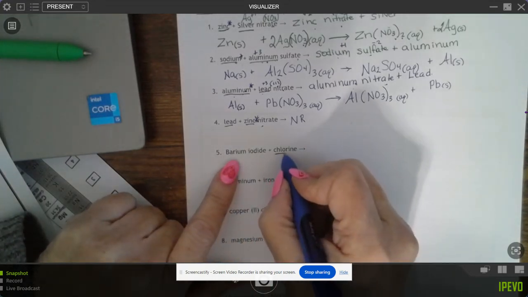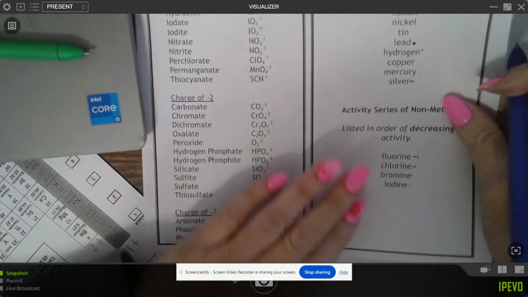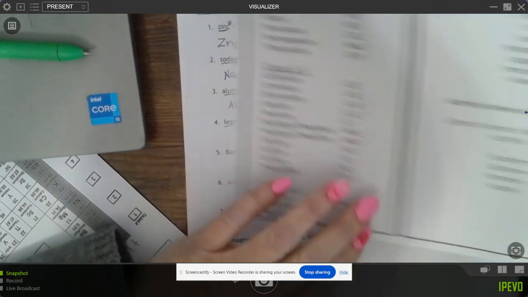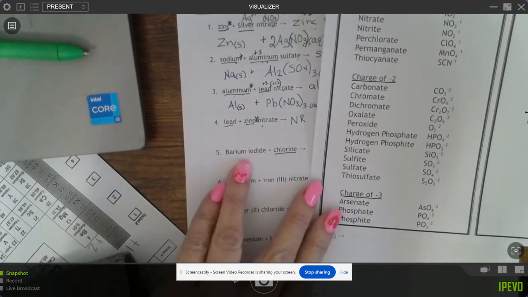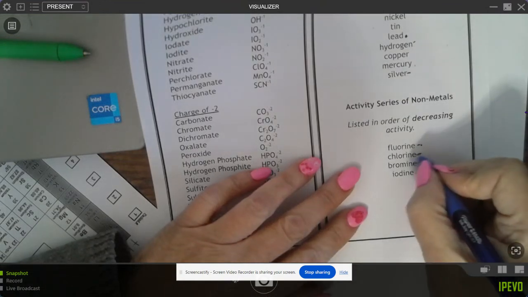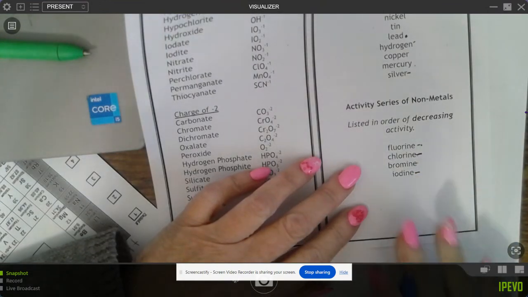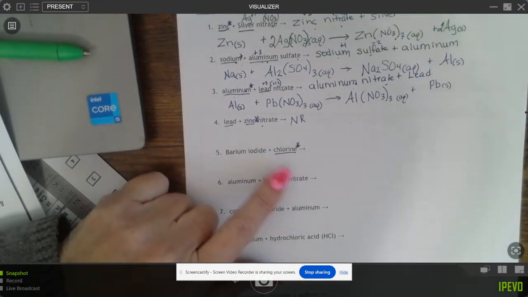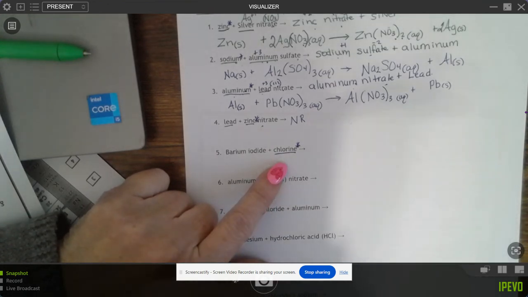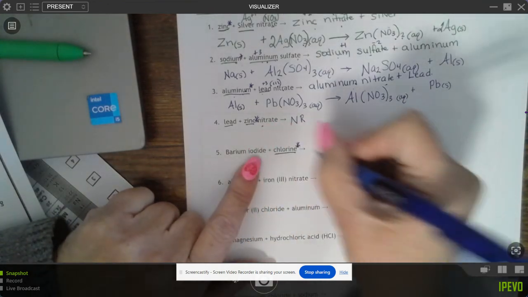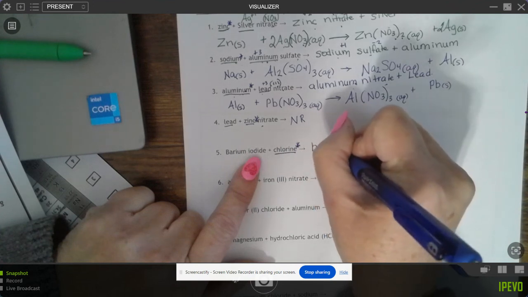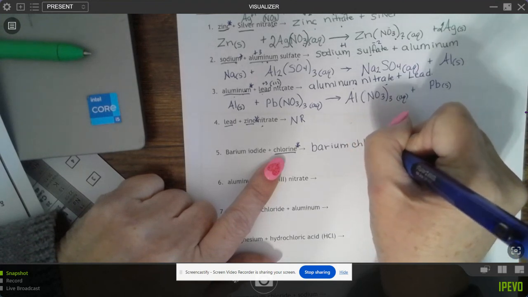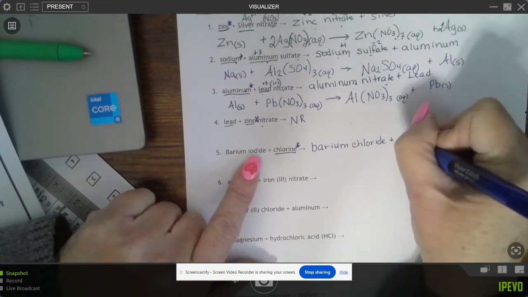All right, now this one's a little different. If you look, chlorine is in this little list at the bottom. There's only 4 elements here, okay? And in this reaction, we have chlorine and barium iodide. So we're comparing chlorine and iodine. Chlorine is higher up, so chlorine is going to be the element that ends up in the compound. It's going to take iodide's place. So I'm going to end up with barium chloride plus iodine.